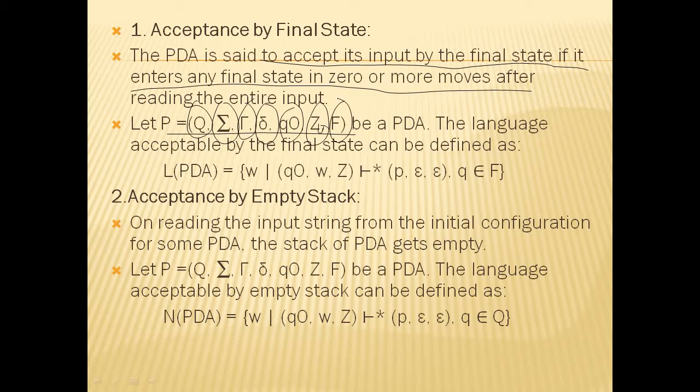So the language acceptable by the final state can be defined like this. L of PDA, language of PDA equals W, where (Q naught, W, Z naught) turns to (P, epsilon). So finally we'll reach the final state with the help of epsilon moves. Next, acceptance by empty stack. On reading the input string from the initial configuration for some PDA, the stack of the PDA gets empty.